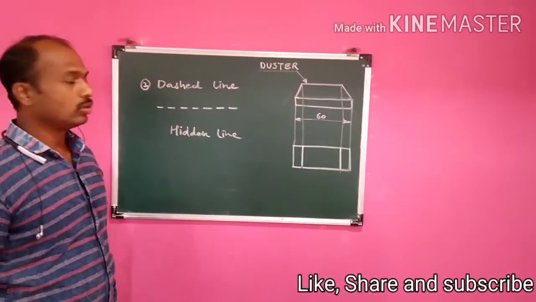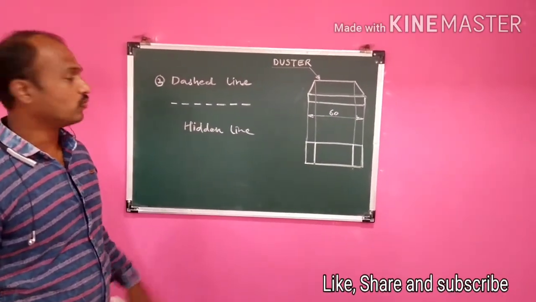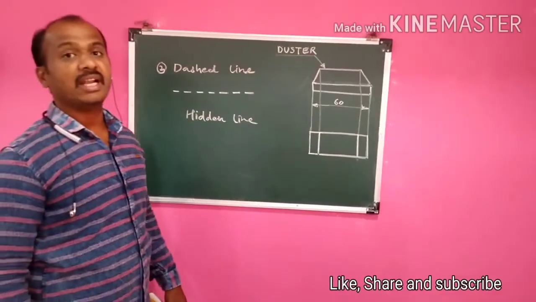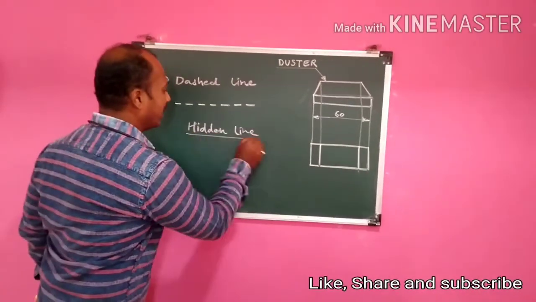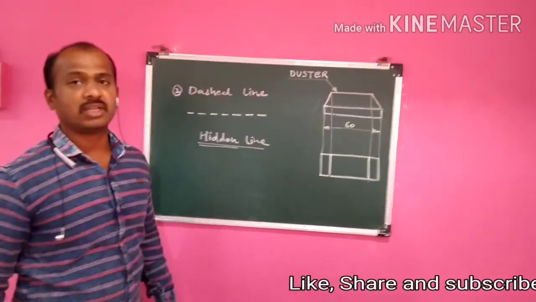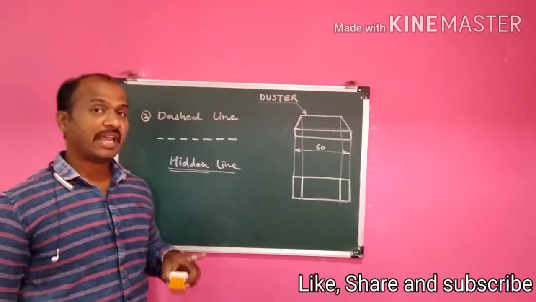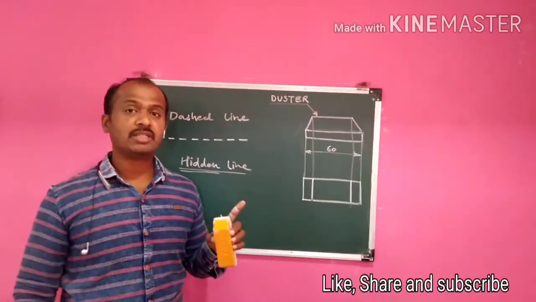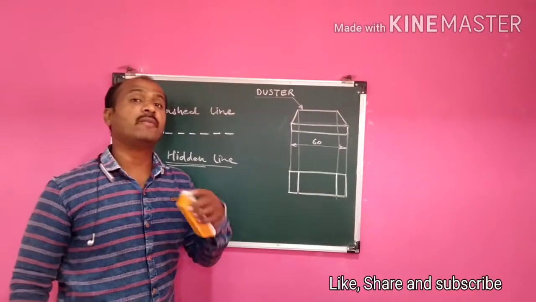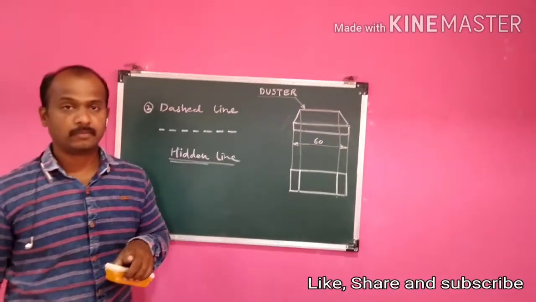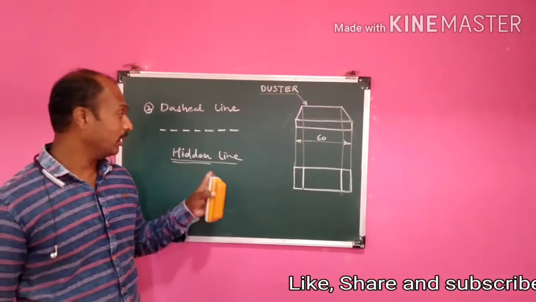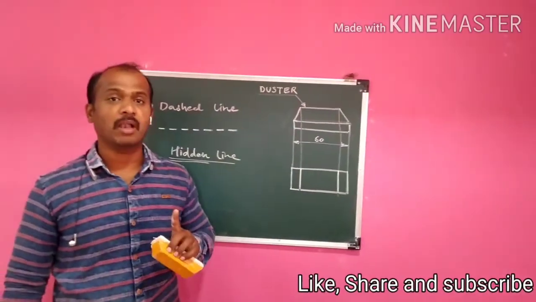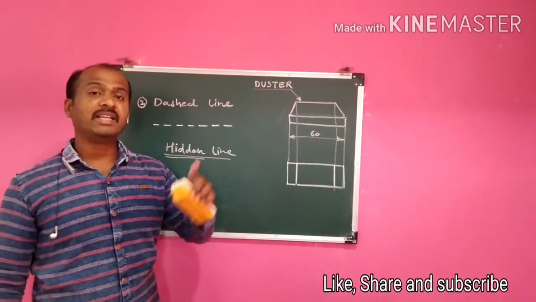This dash line is mainly used to draw the hidden lines. Now what is a hidden line? The word itself tells you: hidden means the object is not visible but it is there. It is not invisible. Do remember, hidden means it is not invisible; the object is there but it is not visible.